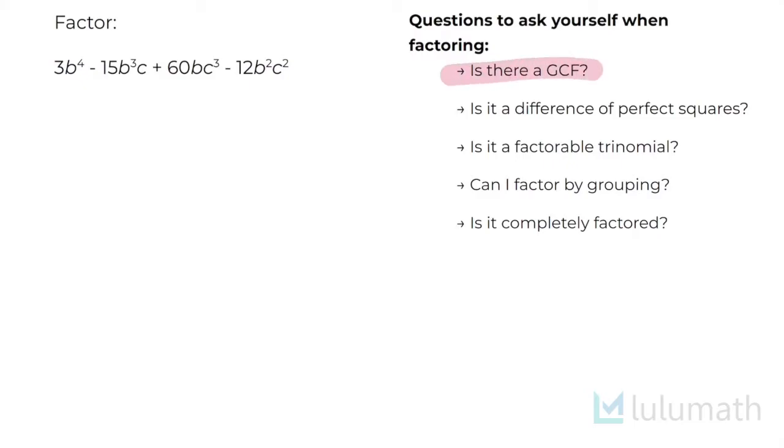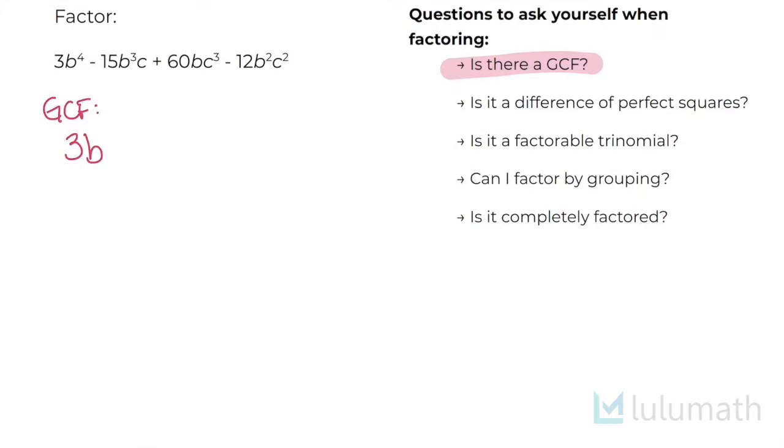So looking at all of my factors here, I've got a coefficient of 3, I've got a negative 15, I've got a positive 60, and a negative 12. So yes, there is a GCF. All of these coefficients are divisible by 3. There are also variables in common with all four of my terms. All four of my terms have b's in common. So I've got b to the power of 4, b to the power of 3, b to the power of 1, and b to the power of 2. So I'm going to take out a b to the power of 1 because that's my lowest exponent. However, there are no c's in common with all four of our terms. Our first term doesn't have a c in it, so there's no c in our GCF.